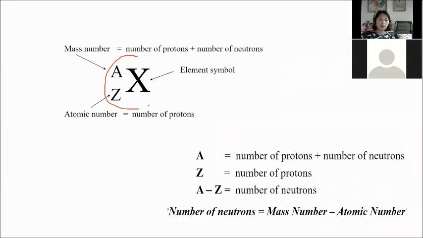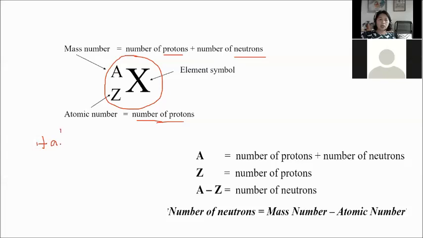Okay, so we have this symbol X for element symbol. So, pwede ito ma-change. For example, ma-identify ninyo kung anong klaseng element ito. So wherein we are given A as mass number, where the mass number is the number of protons and number of neutrons. Well, atomic number is the number of protons.